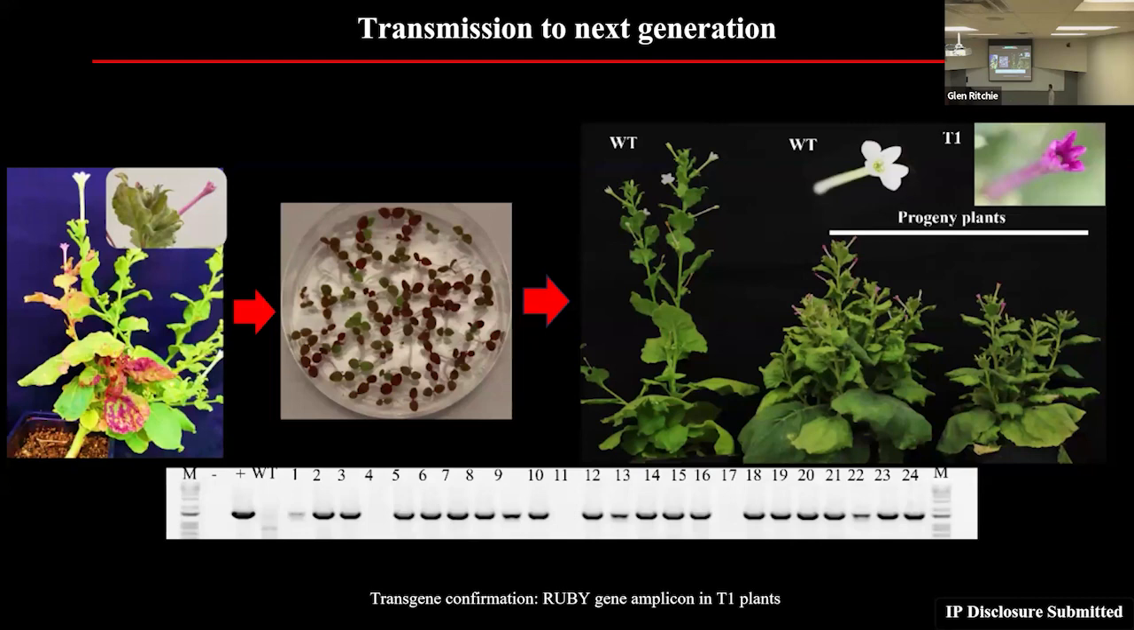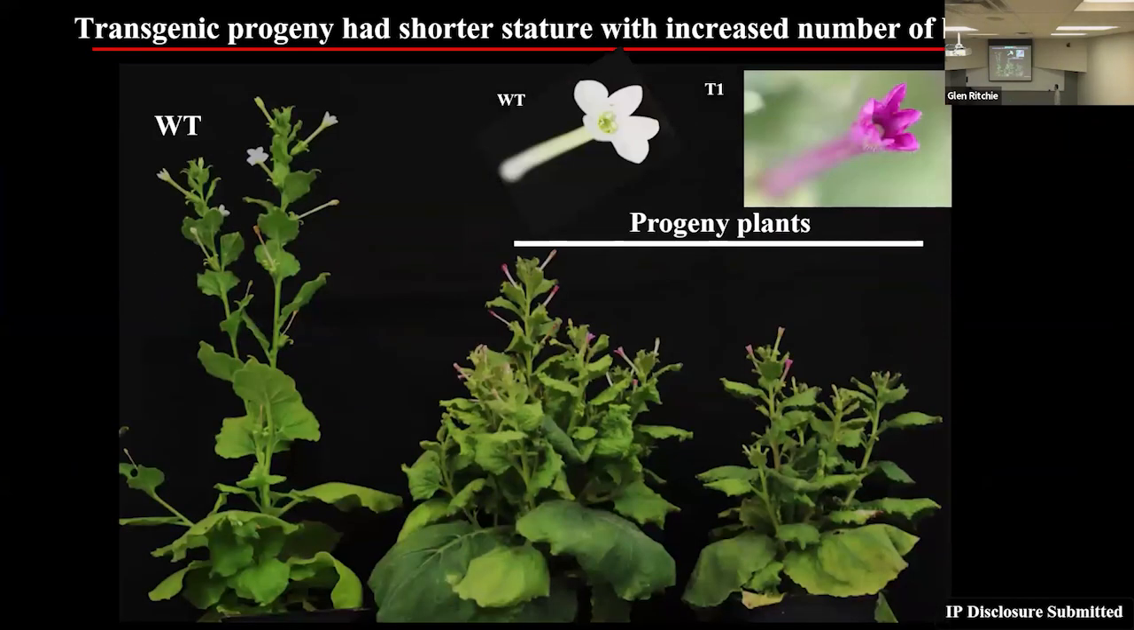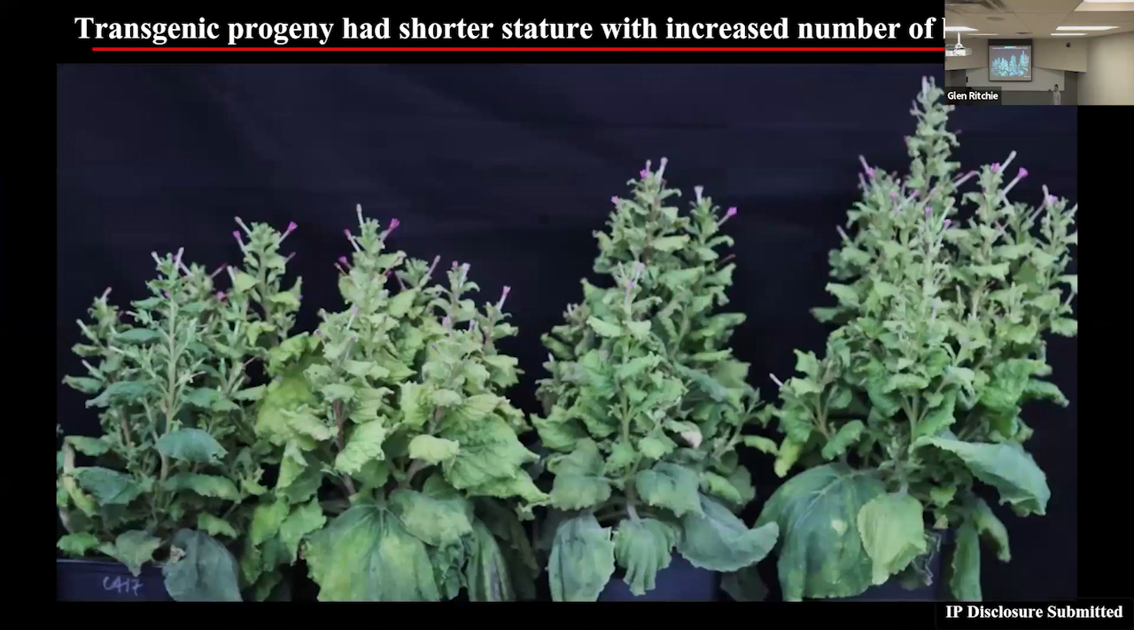Here I have done the Ruby gene amplification to check the transgenesis in the second generation plant. And interestingly, the second generation plants produce more branches and more flowers. This was very interesting, and I didn't expect that it would happen. The second generation plants produce a lot of seeds, a lot of flowers, and several branches. Though the height of the plant was reduced, the number of branches was increased.